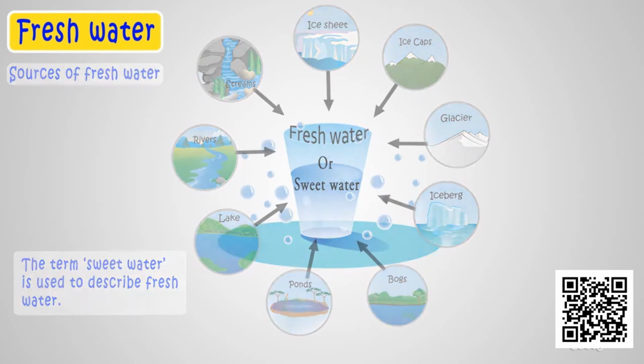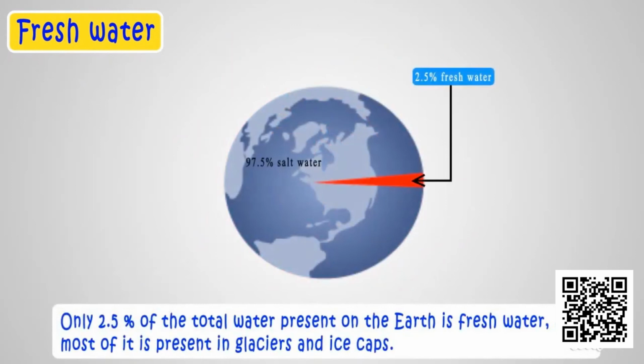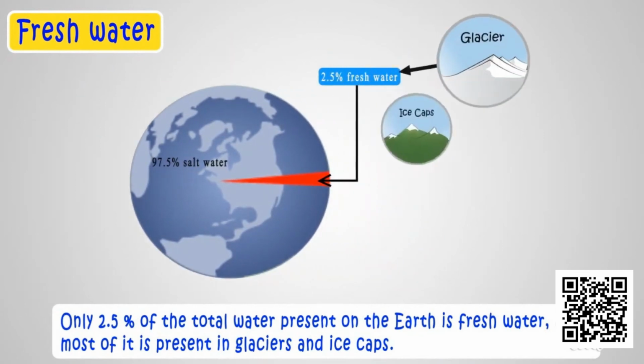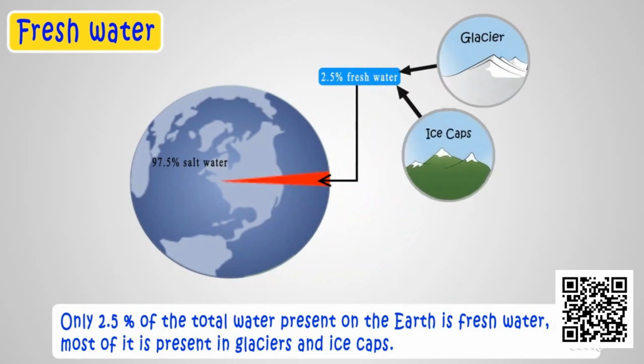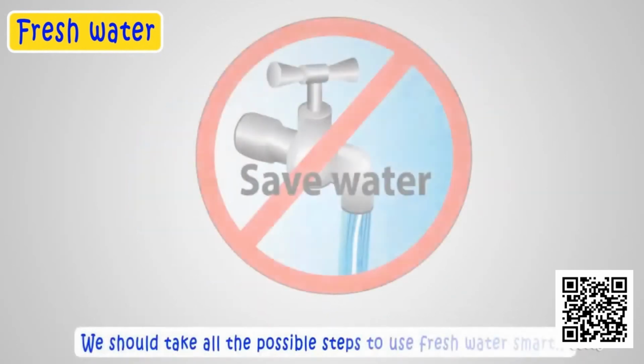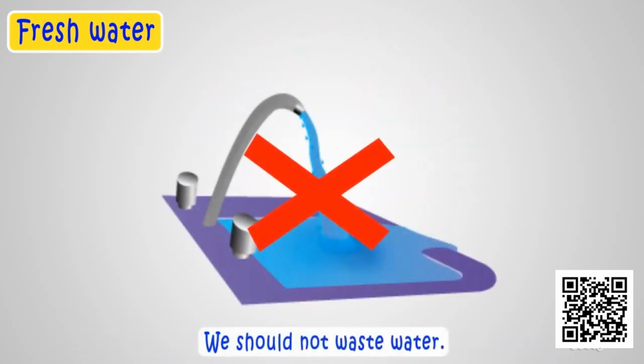Kids, only 2.5% of the total water present on the earth is fresh water. And most of it is in glaciers and ice caps. So our fresh water is very limited. And we should take all the possible steps to use fresh water smartly. That is, we should not waste water.